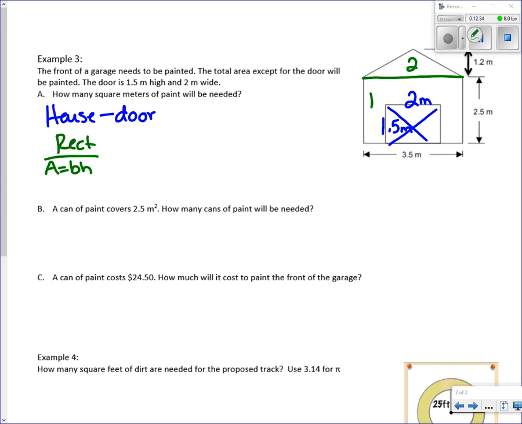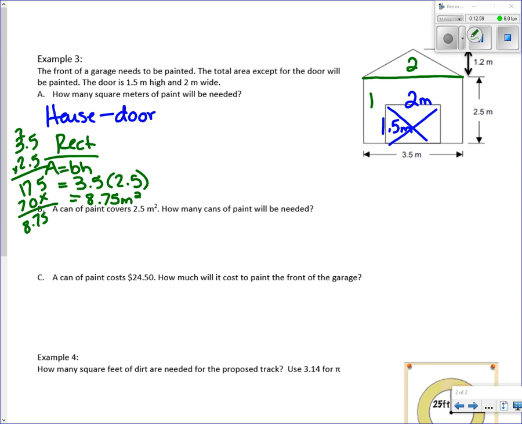Area is base times height, which equals 3.5 times 2.5. Okay, so 3.5 times 2.5. Okay, so that leaves me 8.75, and we are in meters squared.